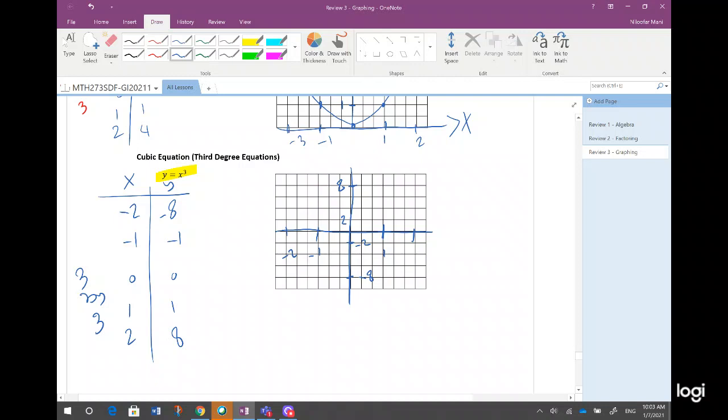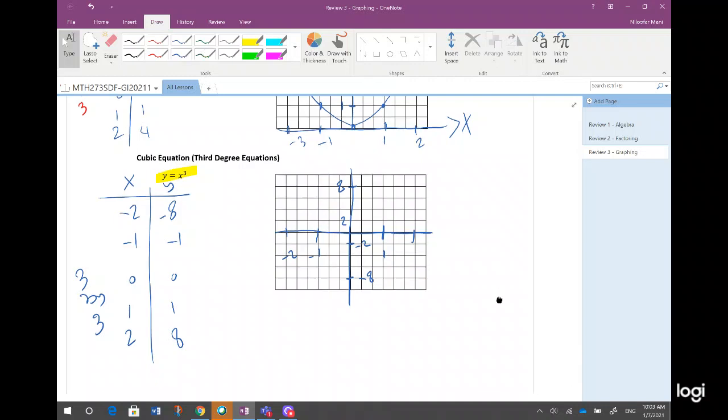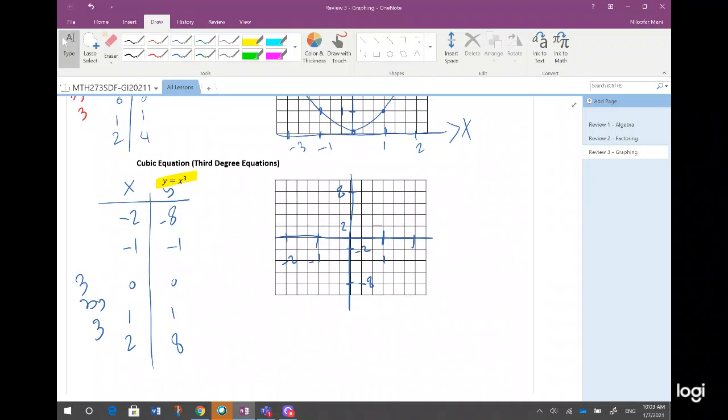So now -2 and -8, -1 and -1, 0 and 0, 1 and 1, this and this. So I do it this way.